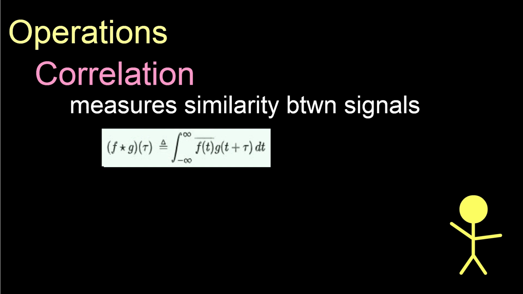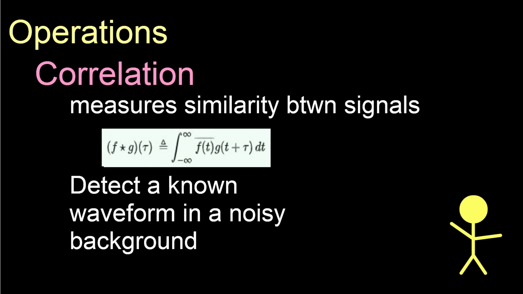Although it is mathematically similar to convolution, it is used very differently. Correlation is used to detect a known waveform in a noisy background, while convolution relates an input signal, output signal, and a system's impulse response. Cross-correlation refers to correlation between two input signals, while autocorrelation refers to correlation between the same signal. This is good for searching for correlation within the signal's own past.